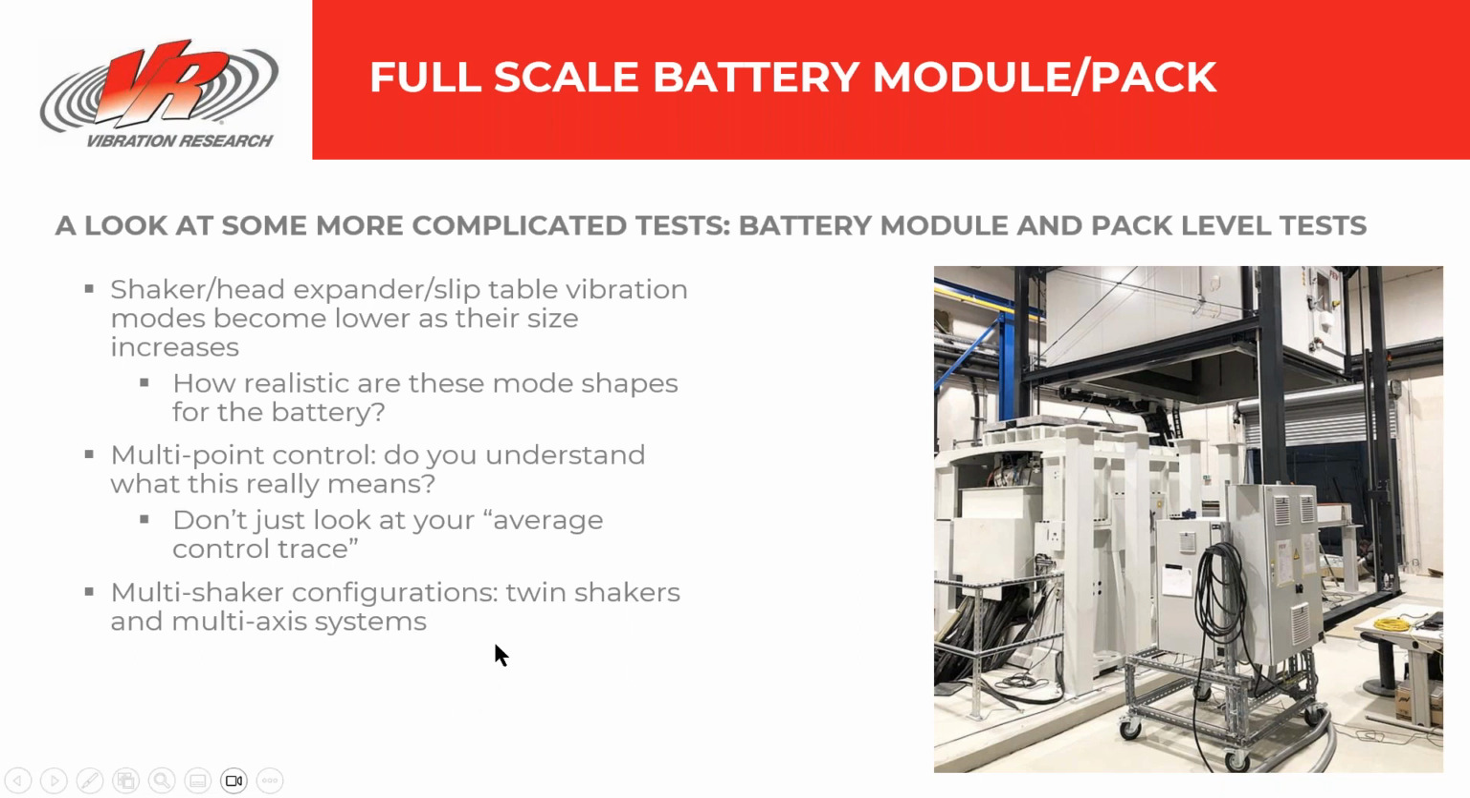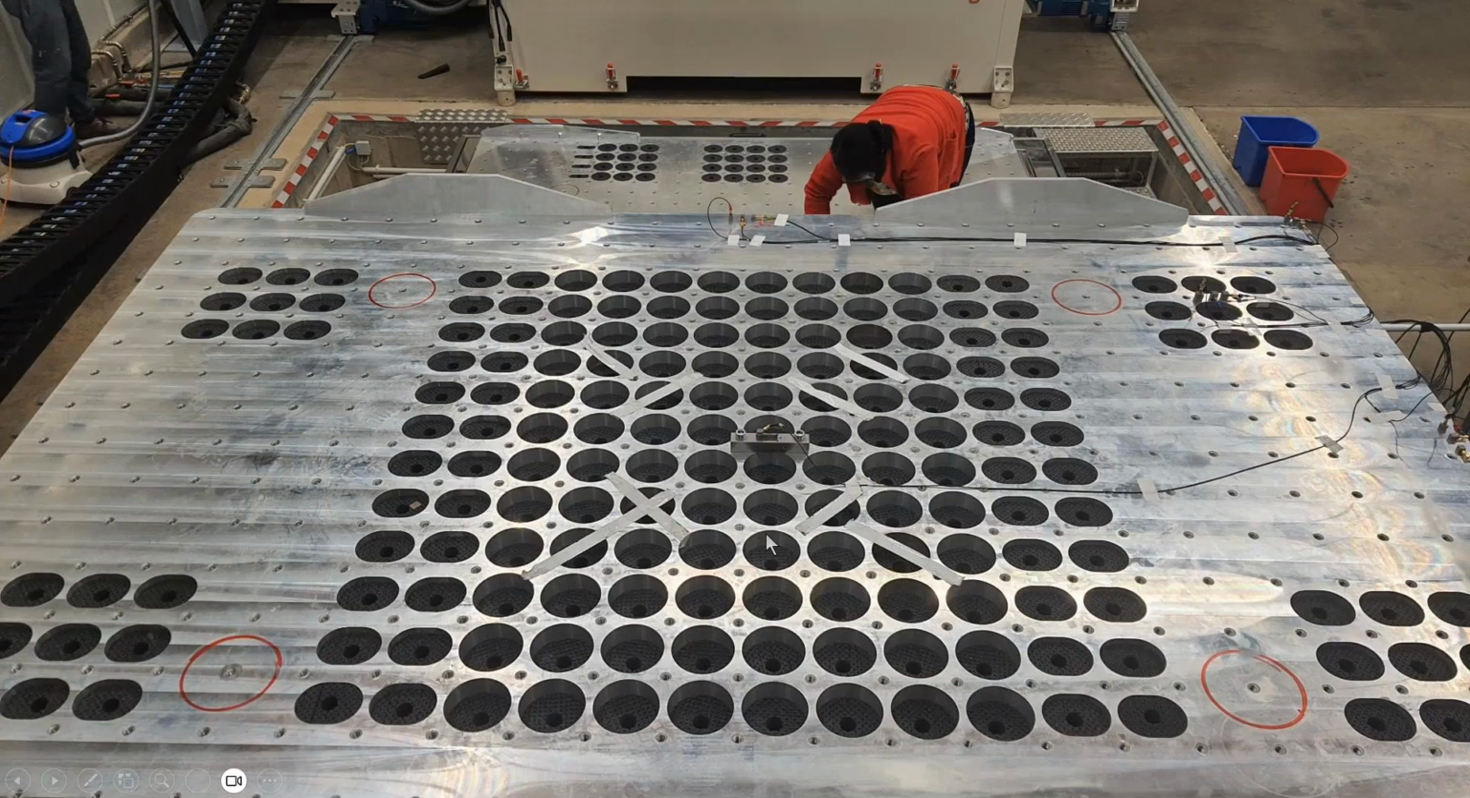So there are multi-shaker configurations with twin shaker systems that are trying to reduce the size of any head expanders. So you've got 2 inputs rather than 1. So that certainly might be something to look at.